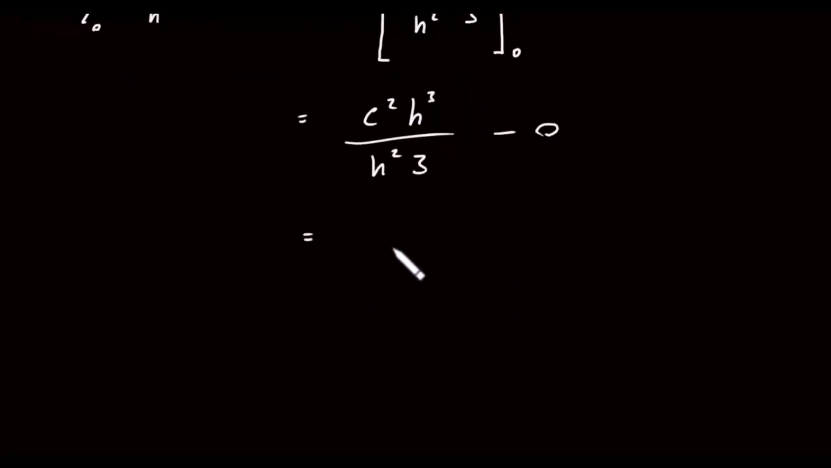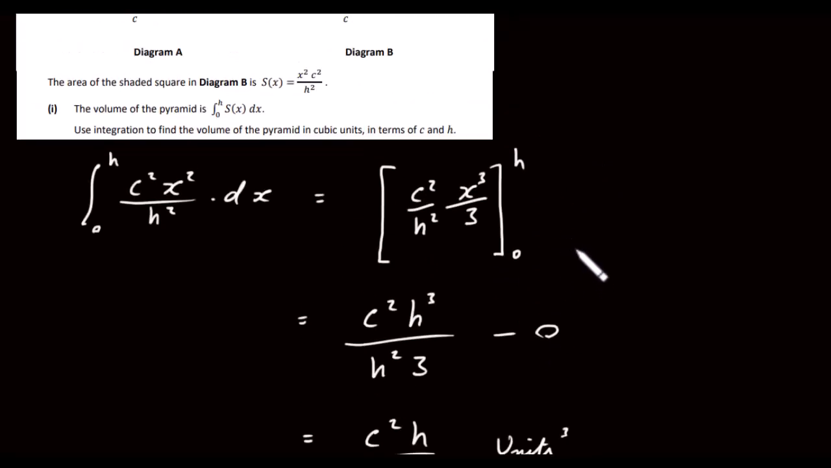So we have to put the h in first, so we get c squared h cubed over h squared times 3. If we put the 0 in here, all of this just becomes 0, so we're just going to subtract 0 there. Now, when we simplify this, we get c squared h over 3. These two h's here will cancel with two of those, and we just end up with h up there. Okay, so that's really it. That's the volume, so that's units cubed. c squared h over 3. I think that's all we were asked to do.